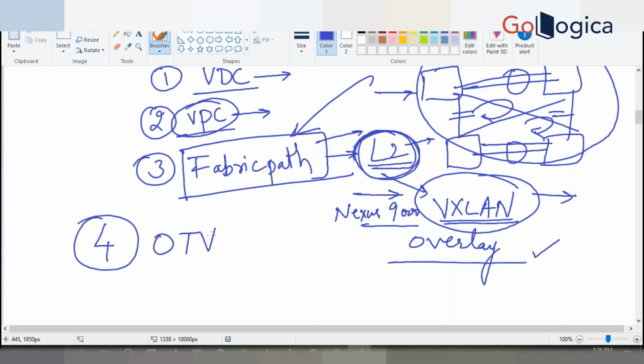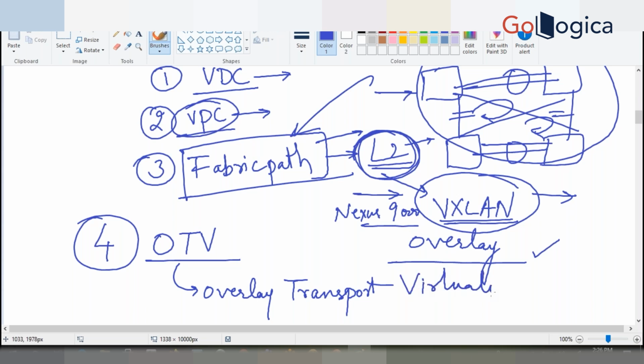Fourth is OTV, overlay transport virtualization. So the Nexus 7000 supports OTV. So this is overlay.